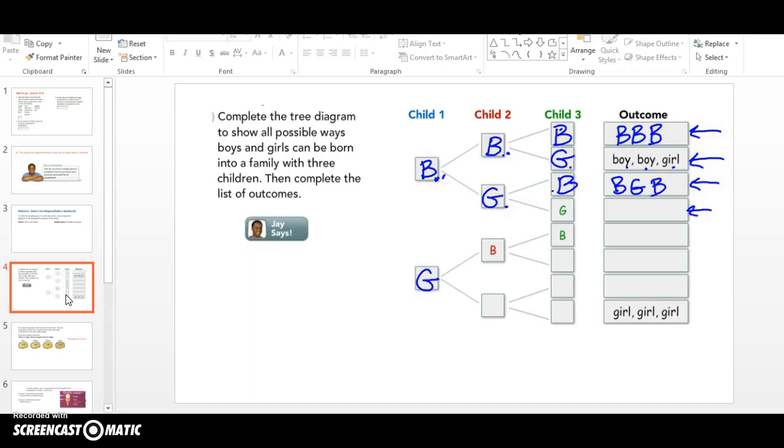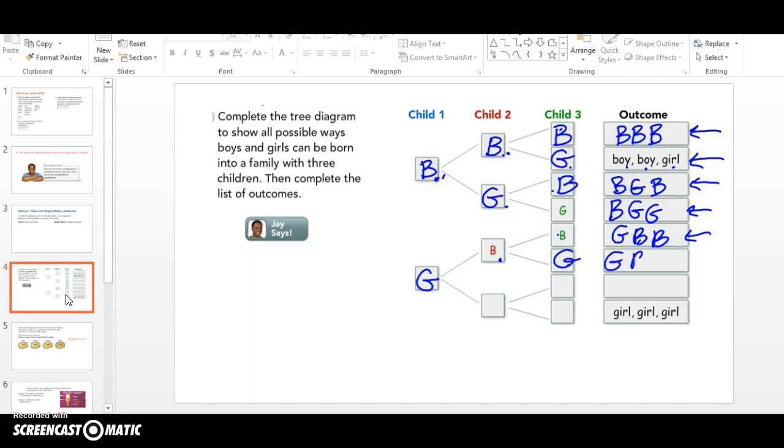What goes in this one? Boy, girl, girl, right? What goes in this one? Girl, boy, boy. Yes, girl, boy, boy. All right, now if I'm having a boy here and I have a boy here, what has to go here? Girl. So what's this one?